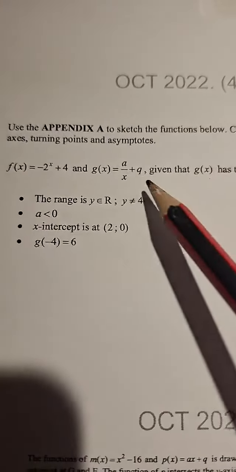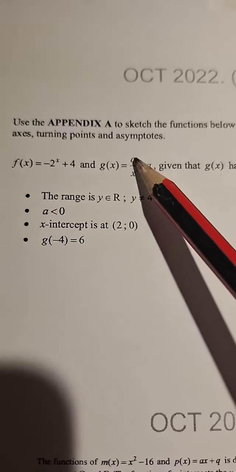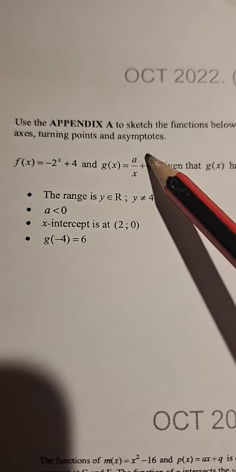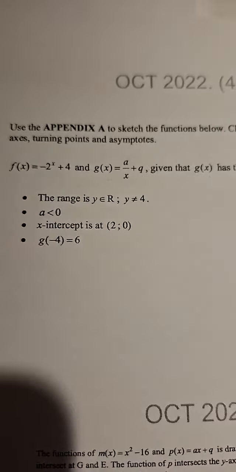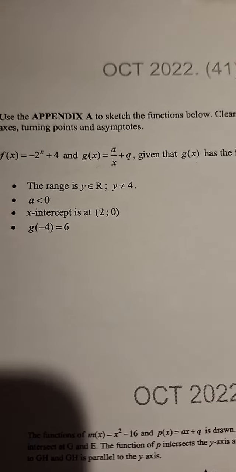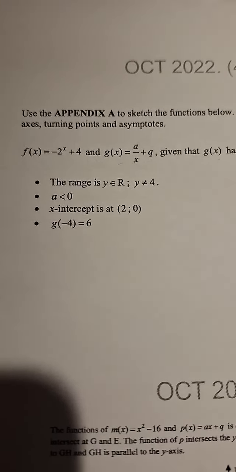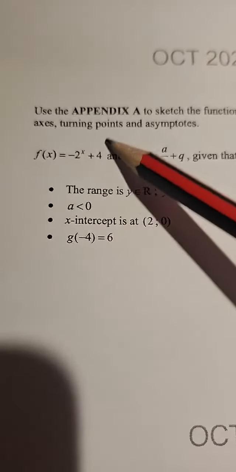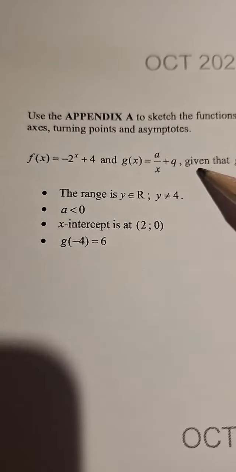Then you have g of x, which is a over x plus q. Do we also know what type of function this is? The form of the function, because that's also important for us to know the form of the function and what type it is. So yes, it is a hyperbola. So we've got two functions here. We've got an exponential function and a hyperbola.